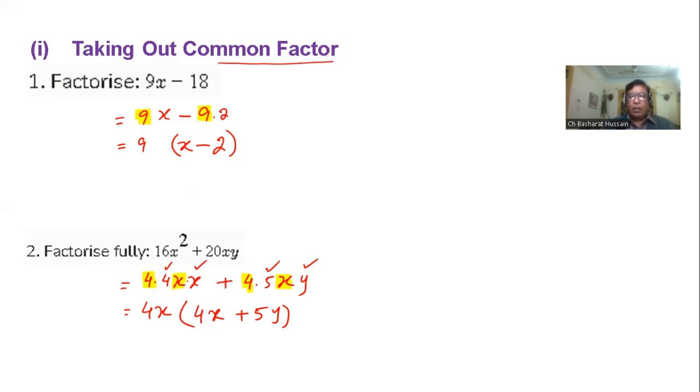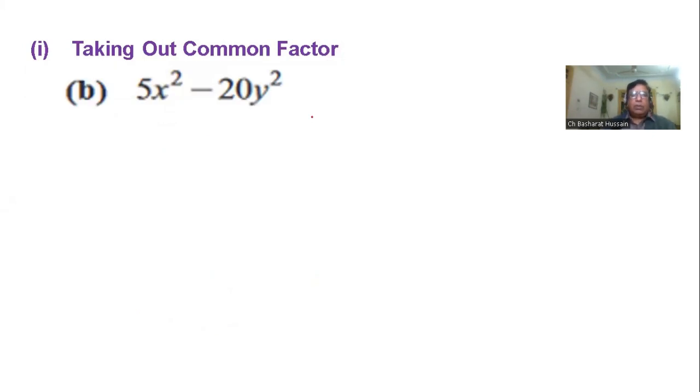Now, another question on taking out common factors. First we split this 5x square minus 20y square. We can write 20 as 4 times 5, so 4 times 5y square.